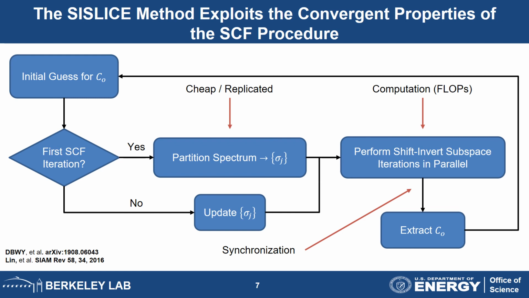One of the key hallmarks of the SI-slice method is that we only need a single synchronization between the execution contexts, which compute eigenvalues local to each independent slice per SCF iteration. So this drastically reduces the number of times and the volume of data that needs to be communicated for the diagonalization at any particular SCF iteration.